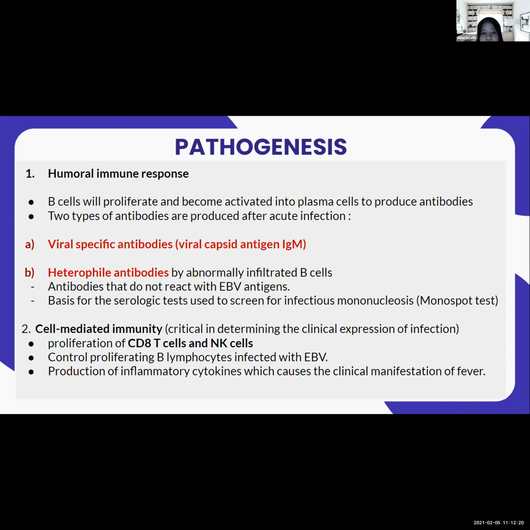The second one is cell-mediated immunity. Like any other viral infection, there will be proliferation of T cells, primarily cytotoxic T cells, and also NK cells. These cytotoxic T cells function to control the proliferating B lymphocytes that have been infected by the EBV. There will also be production of inflammatory cytokines, which can cause the clinical presentation of fever.